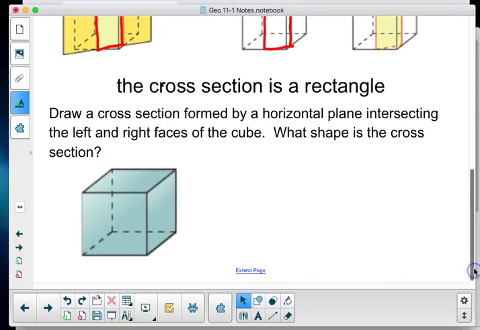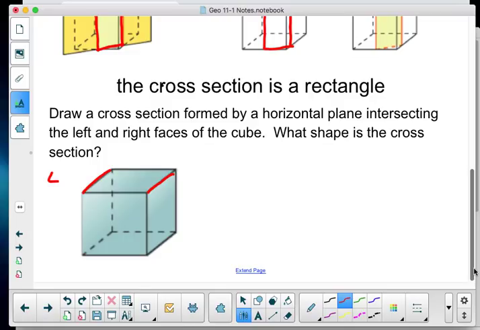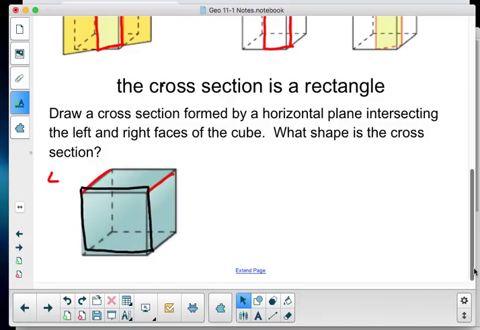Now, with that said, draw a cross section from the horizontal plane intersecting the left and right faces of the cube. Remember, this is the left, this is the right, this is the left. So intersecting the left and right faces of the cube, what shape is the cross section? You think about that. Draw a cross section formed by a horizontal plane intersecting the left and right faces of the cube. Now, because it's horizontal, it should be parallel to the front face and back face. So it's looking like it's a square.